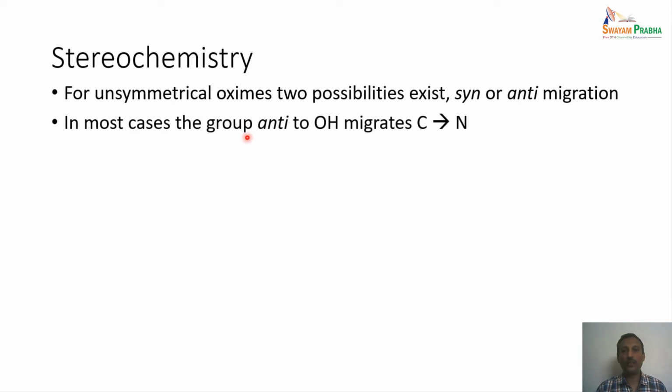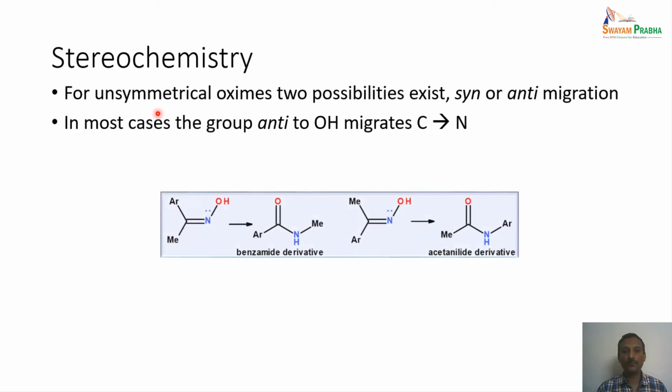In most cases, the group that is anti to the OH group migrates from carbon to nitrogen. So this is the overall stereochemistry of the reaction. When we look at the mechanism, we will understand this.